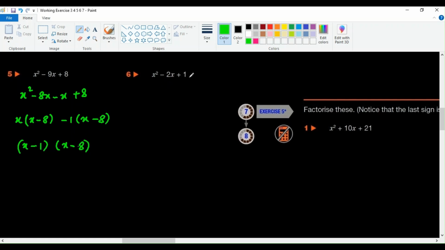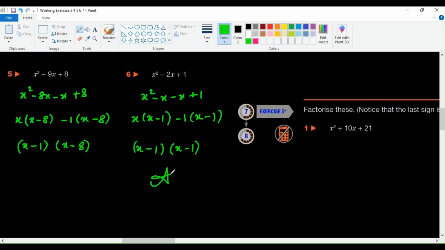Now in here, 1 times 1 is a 1, and minus x and minus x is giving us minus 2x. So x square plus 1 I will write as it is, minus x and minus x like this. So x minus 1 in one bracket, copy down this once again, and minus 1 comes here. So x minus 1 and x minus 1, these are two factors of this question.